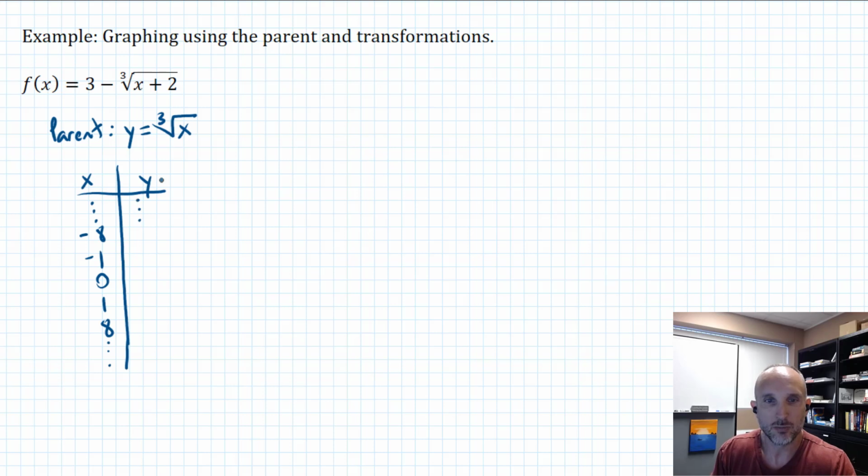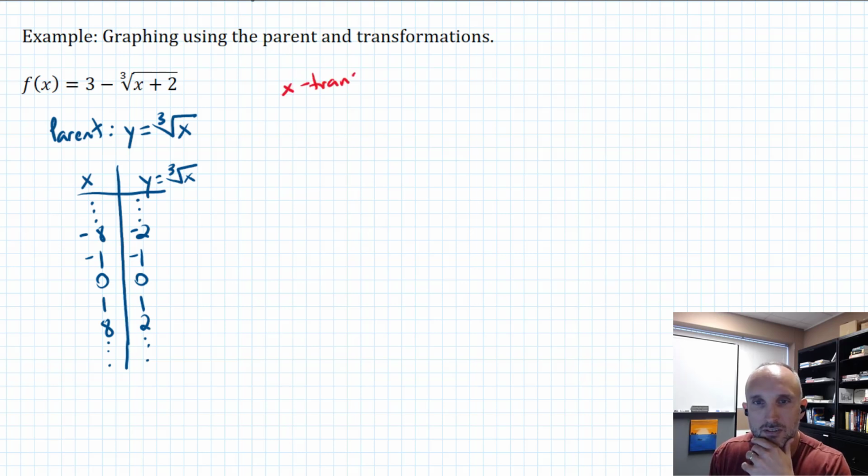And there's a lot more I could go with in either direction. The y values will be the cube roots of those x values. So the cube root of -8 is -2. The cube root of -1 is -1. We get 0, +1, and +2. Now we just need our transformations. The only operation happening on x is +2. So our transformation is just going to be a -2.